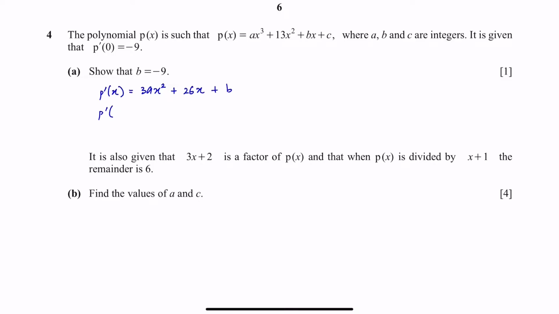And we know that p prime of 0 is equal to negative 9. So we sub x equals 0 and we have 3a times 0 plus 26 times 0 plus b equal to negative 9. So b is equal to negative 9.